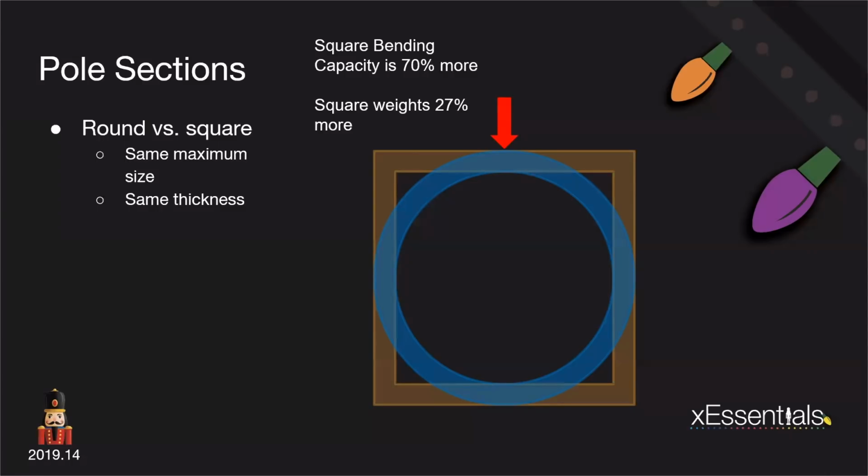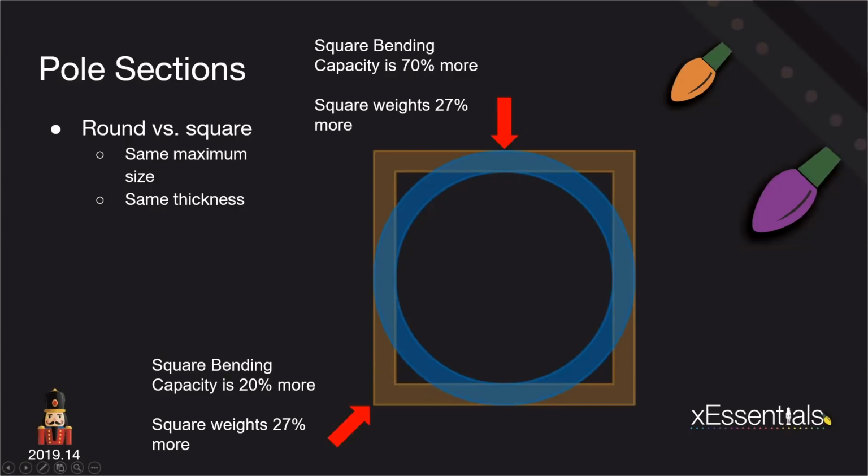However, we don't know which way the wind's going to blow. If the wind blows from this location, that 70% extra capacity drops to only 20% more capacity. And then we're still adding the same amount of weight that we added up here because it's the same section. That's really not that much of an increase in capacity. It is an increase in capacity, but you're adding that at the cost of weight.